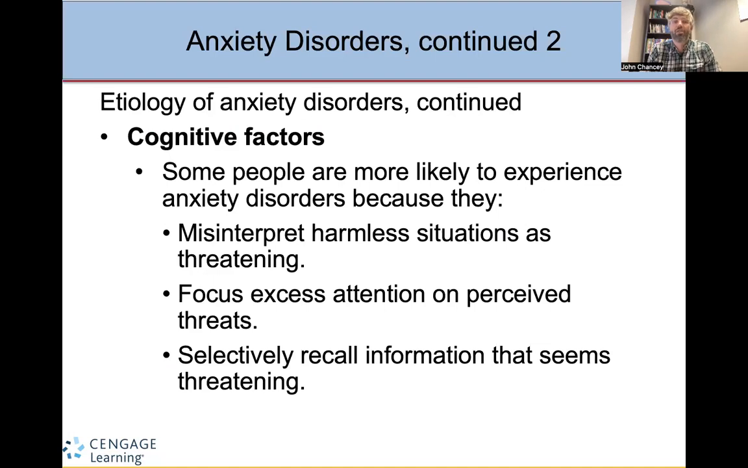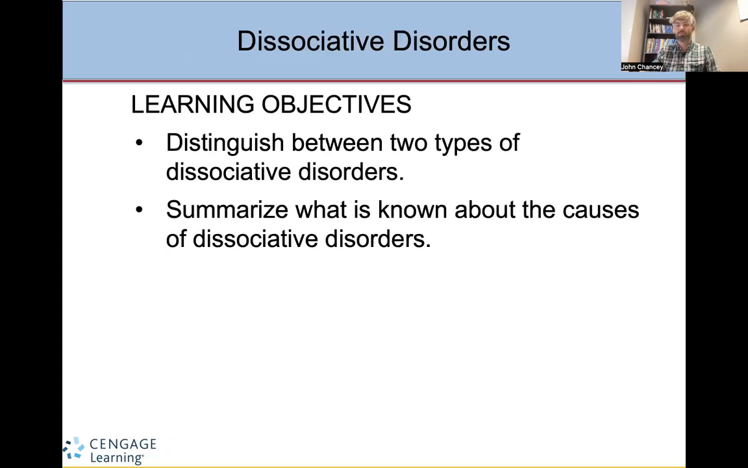What about between our ears? What kind of cognitive factors are likely taking place? For people who are experiencing anxiety disorders, there is a cognitive element to it. There could be misinterpretation, seeing a situation as threatening when maybe it really isn't, focusing on those perceived threats, like not being able to stop focusing on them, recalling information selectively that's threatening.